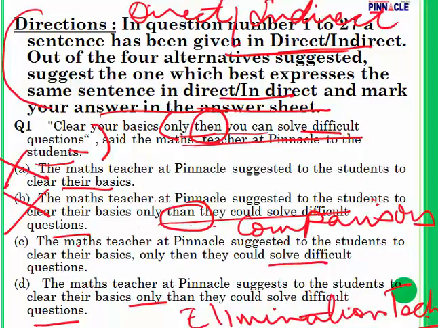Third one, the maths teacher at Pinnacle suggested to the students to clear their basics, only then they could solve difficult questions. This could be an answer. D, the maths teacher at Pinnacle suggests to the students to clear their basics, only then they could solve difficult questions. Here, the reporting verb that has been given to me is "suggests". This is incorrect because the reporting verb in the given question is in the past tense, and here it is in the present tense. So option D also gets eliminated.